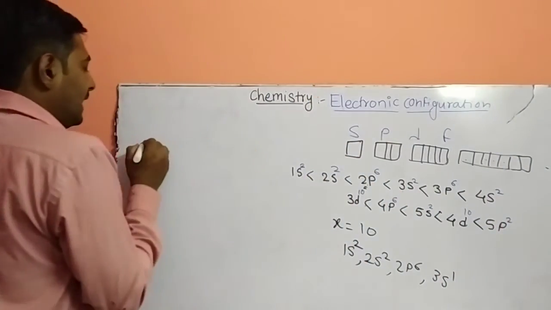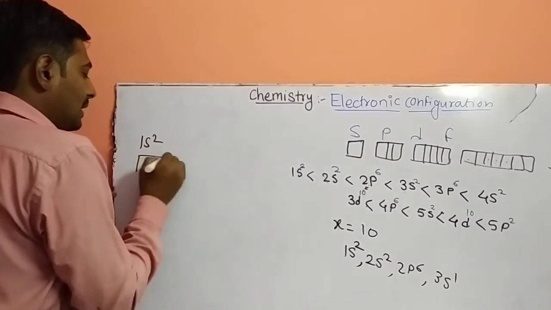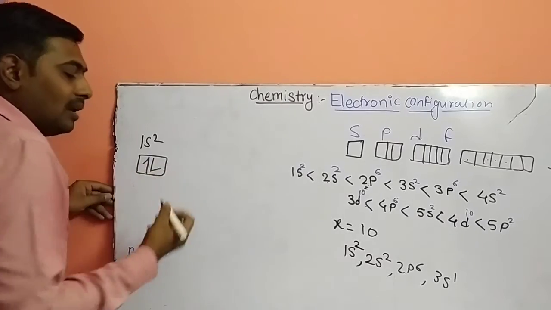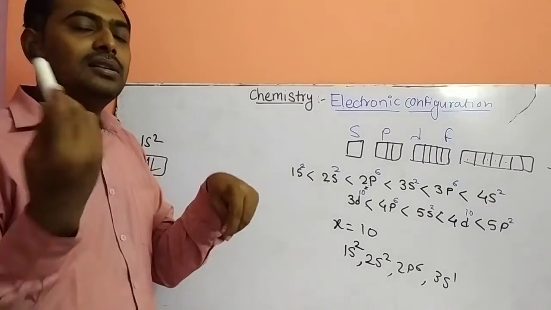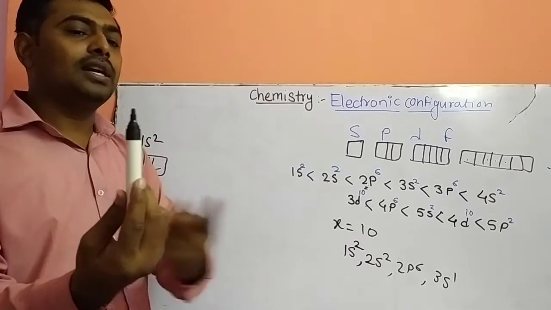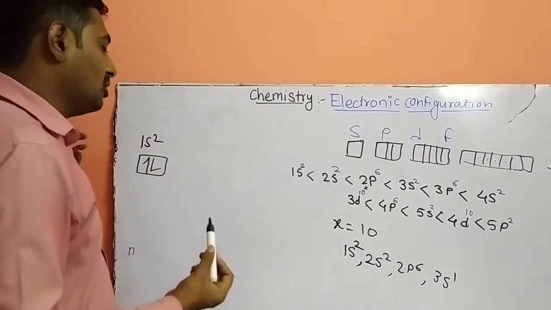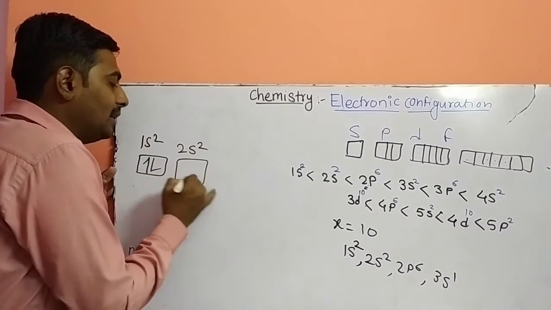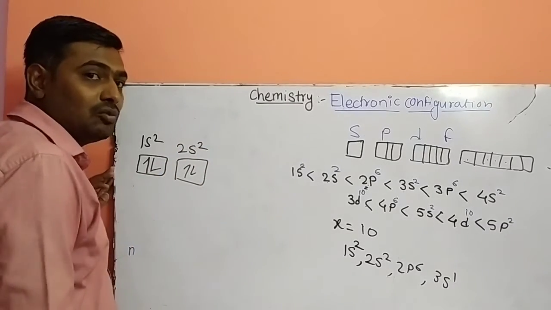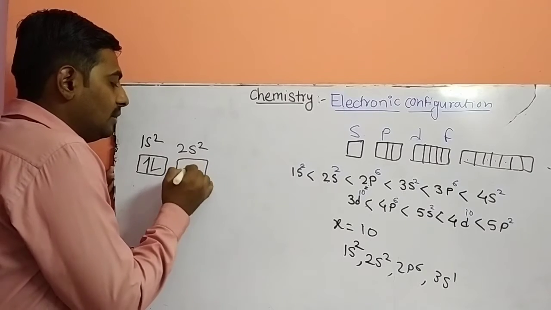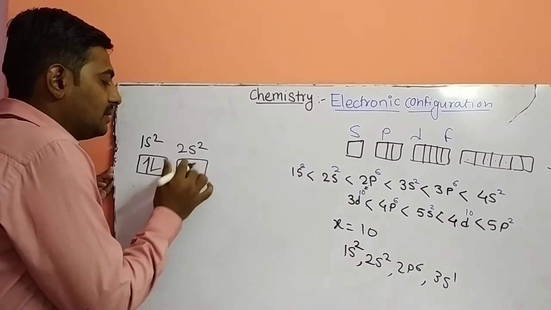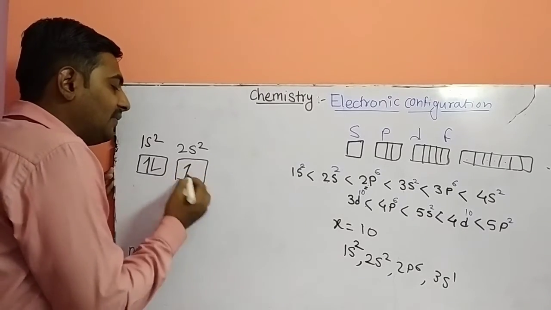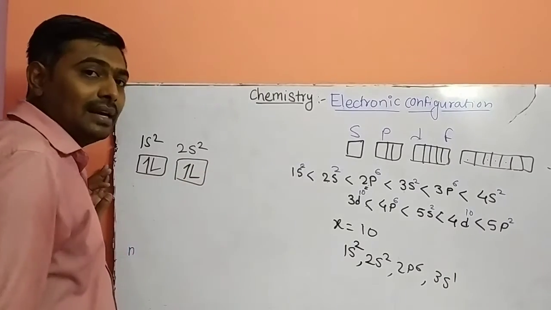So when you are writing 1s2, the first electron is parallel and the second electron will be anti-parallel. One electron rotates clockwise, while the second electron rotates anti-clockwise. Both electrons cancel each other. So 2s2, how will it be written? 2s2 will be written like this one. It should not be written like this. The parallel electron will be first, the anti-parallel will be second.